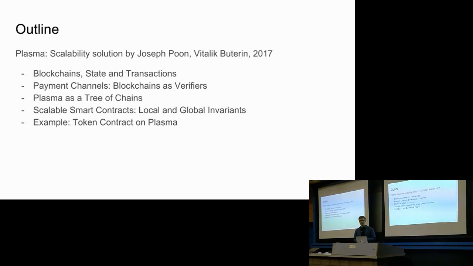And then we'll see how payment channels can be extended to be child blockchains and how this can be reiterated to create trees of blockchains. And that's what the Plasma system is about. And then we'll see that the key to implementing scalable smart contracts on Plasma is to transform global invariants we want to have, but which we cannot check in such a smart contract, into local invariants, which we can check. And we'll see an example, the source code of an example contract, which implements a token on Plasma.